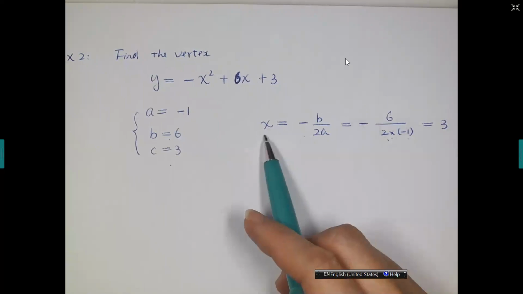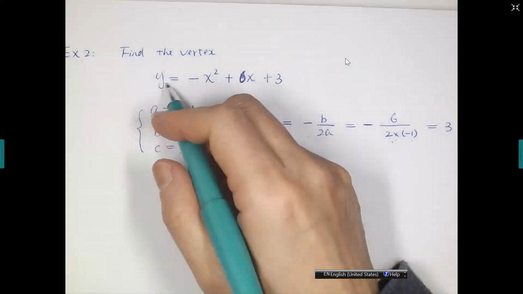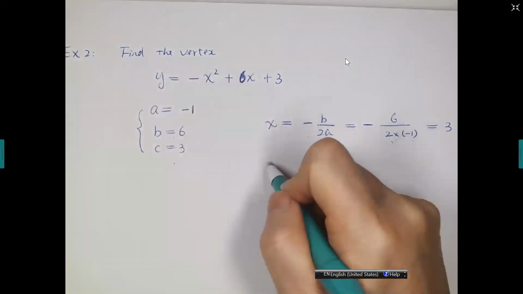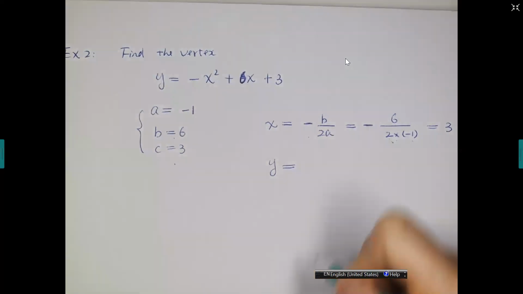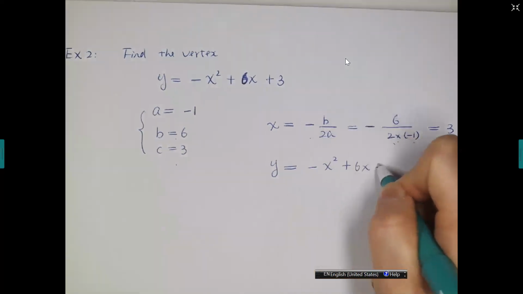And this is the line of symmetry. It also represents the horizontal coordinate of the vertex. We are not done yet. Now plug x into the original equation here. Solve for y. Y equals what? Y equals -x squared plus 6x plus 3.